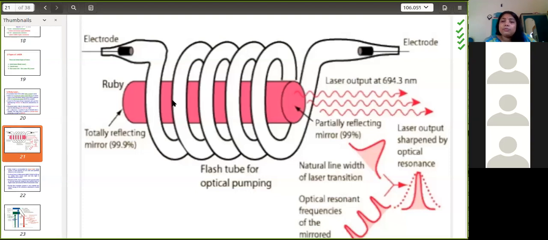अच्छा, I am assuming that समझ में आ रहा है, फिर मैं आगे बढ़ती हूँ। So as I said, these two mirrors have two functions. One is to make the laser beam directional and the second one, it is more important, is to select the frequency. That is why this is called optical resonator, these two mirrors.